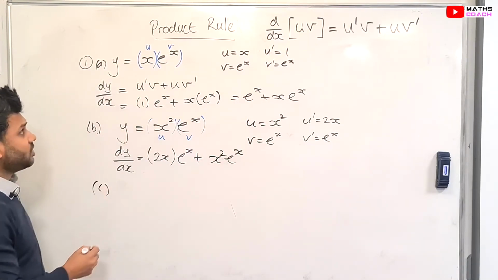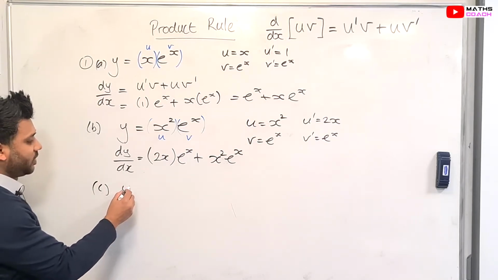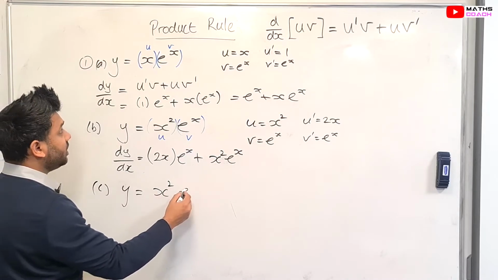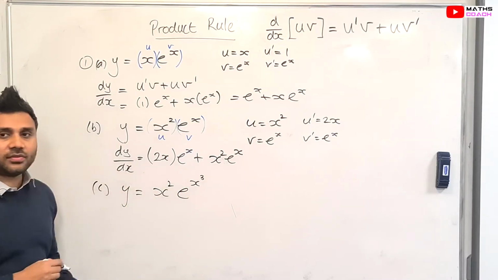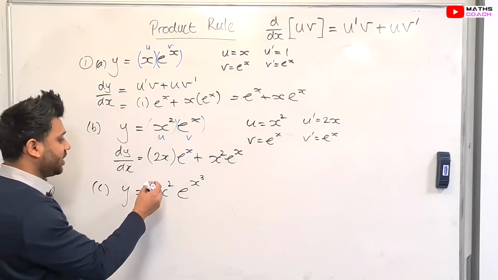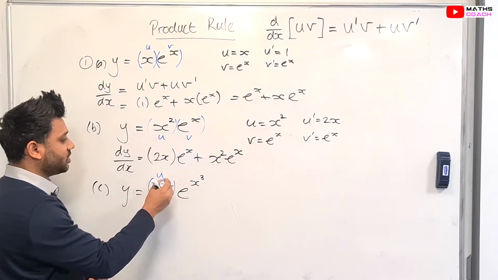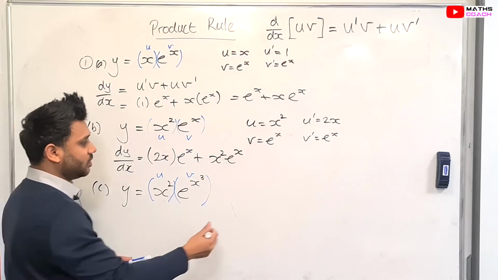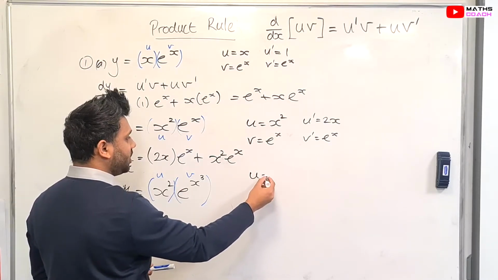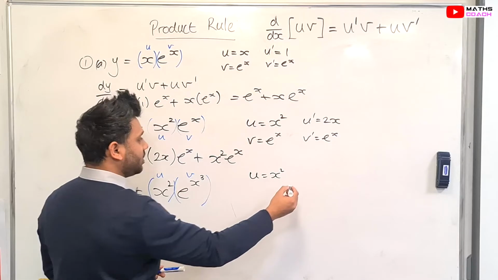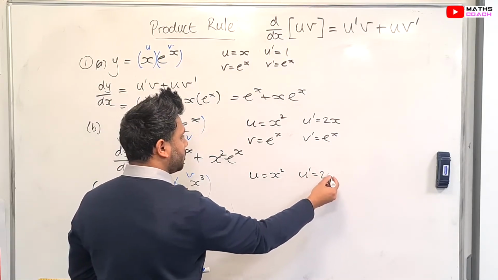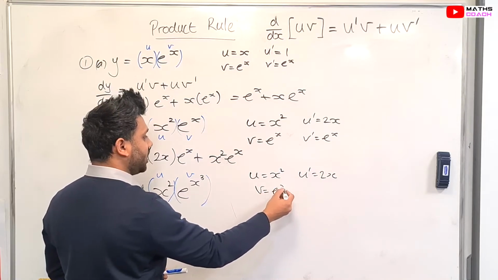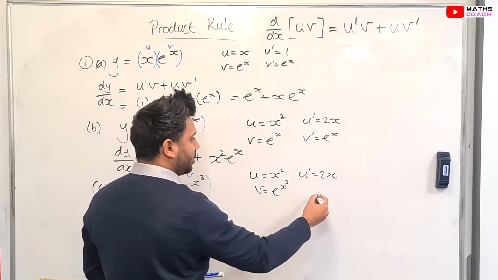So let's look at a third variation of this question. y equals x squared e to the power x cubed this time. So we have this as the first function, which is our u, this as the second function, which is our v. So here we have u equals x squared, u dash equals 2x. We have v as e to the x cubed, v dash.